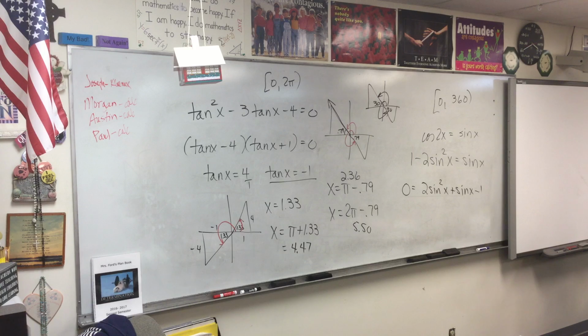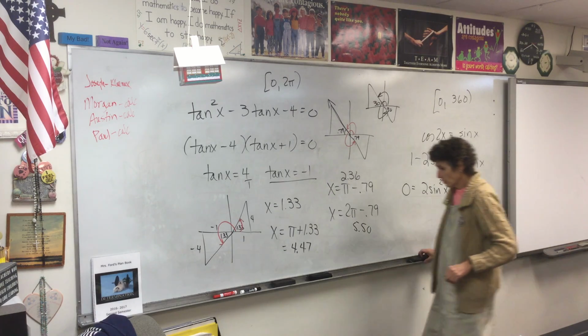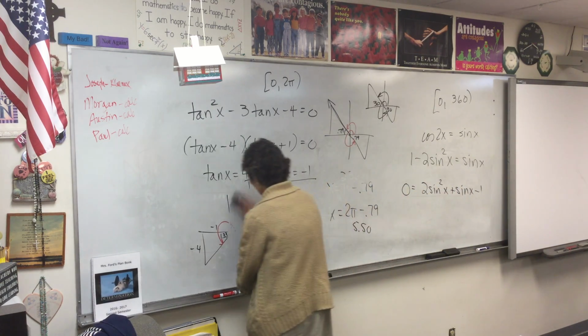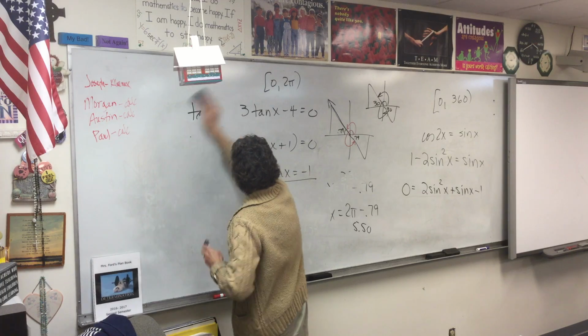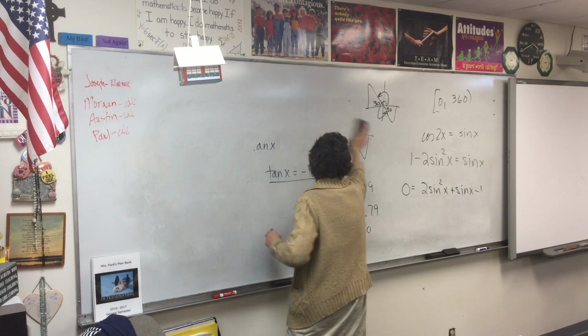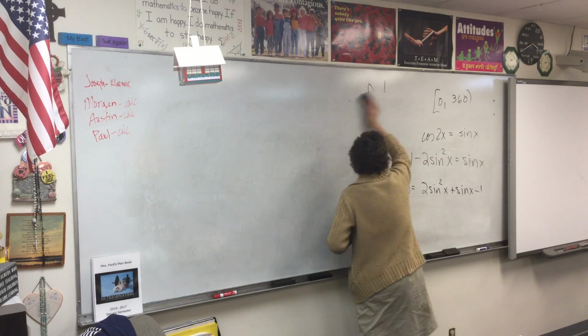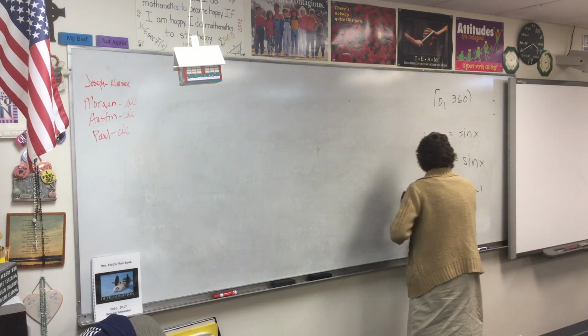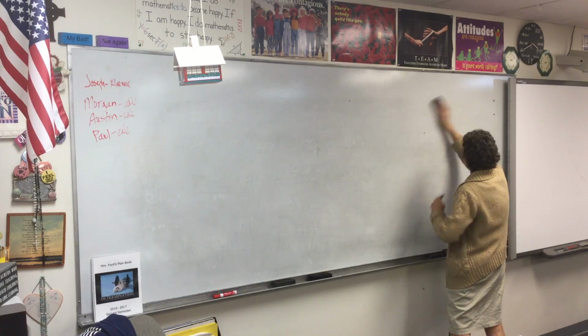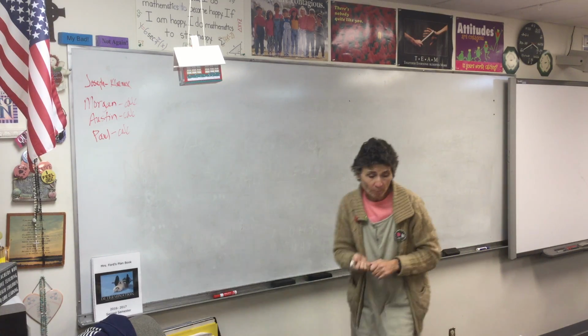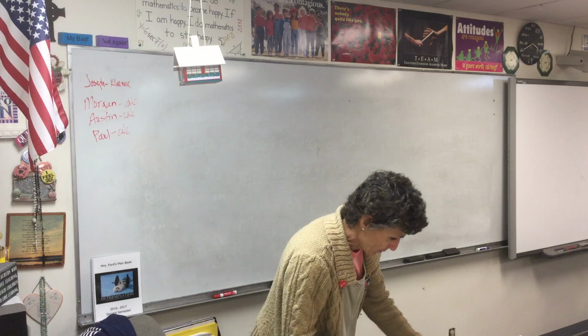All right, so here we go. We are looking at review sheet 5.1 to 5.4. So we're just going to start at the top. Get out a sheet of notebook paper, and here we go.